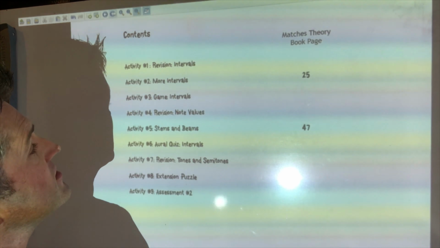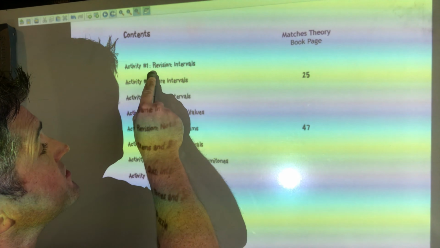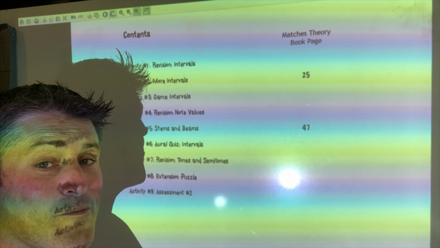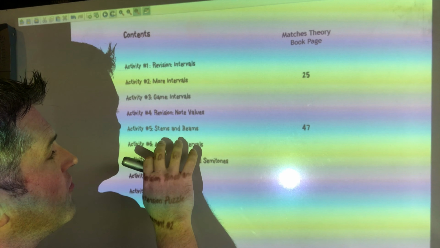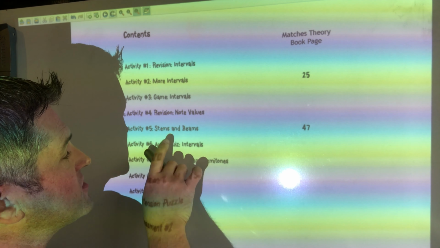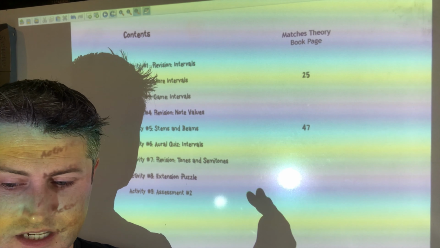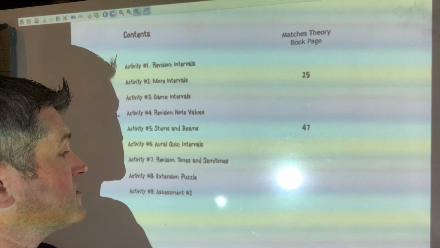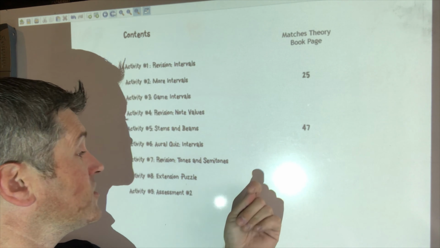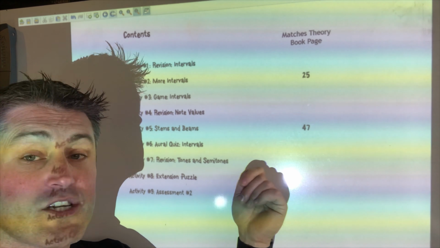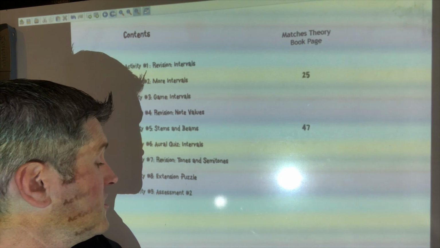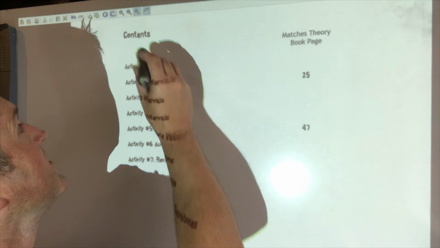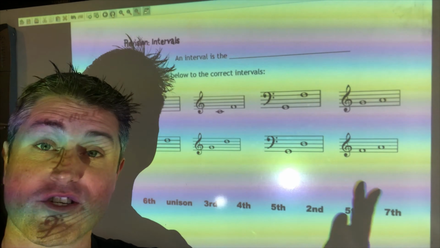So the order that we're going to follow today is revision of intervals, more intervals, game on intervals. We're going to get really familiar with that. We're going to have a little bit of revision of our note values. We're going to have a look at the stems and the beams between notes to make sure that we're writing all of those accurately. There's going to be a listening task in regards to intervals. We're going to have a look at revising our tones and semitones. We're going to do an extension puzzle, and it's not assessment 2, it's actually assessment 4 that we're going to be working on today. So, without further ado, revision on the intervals.